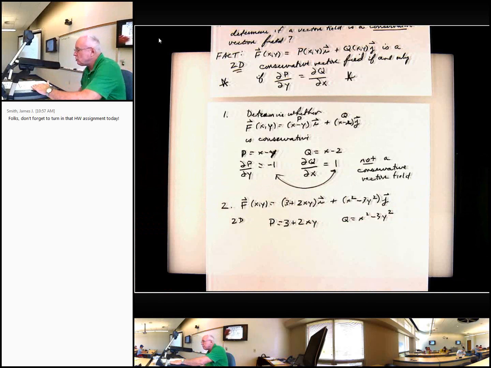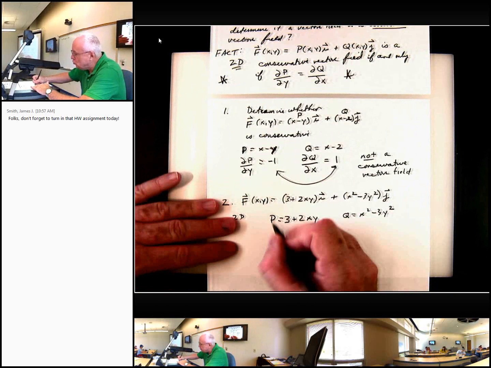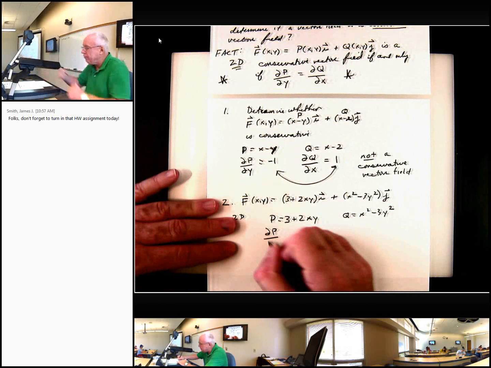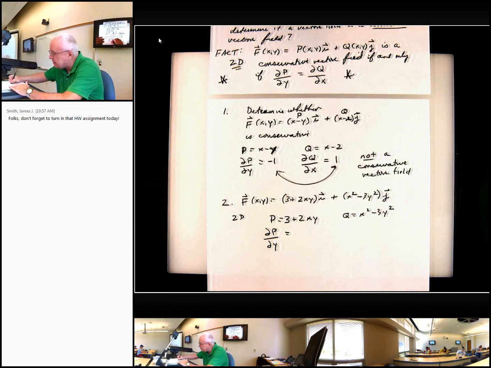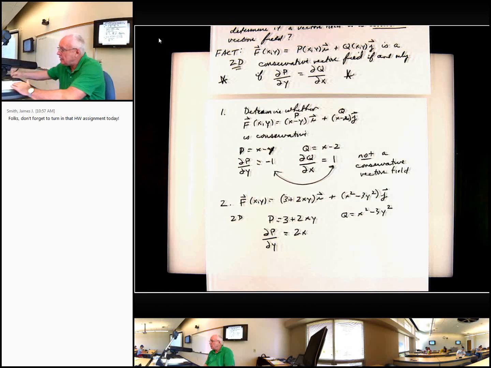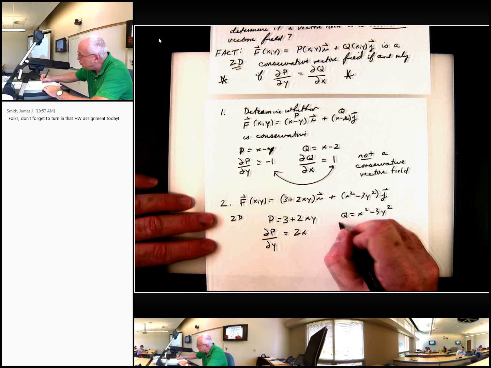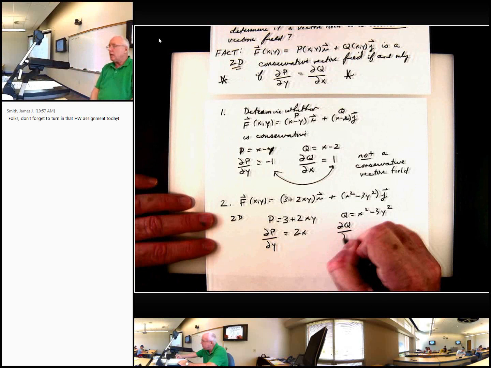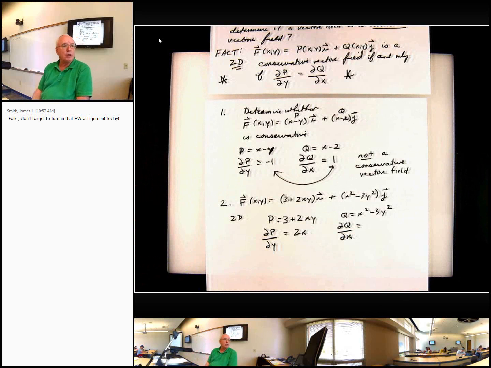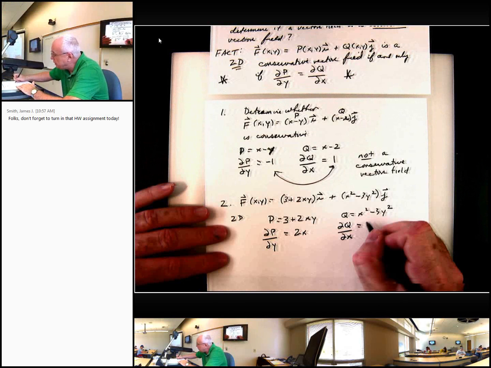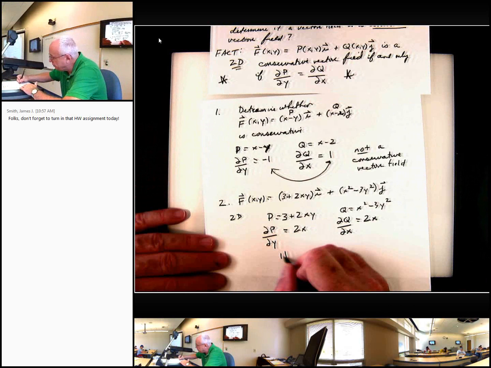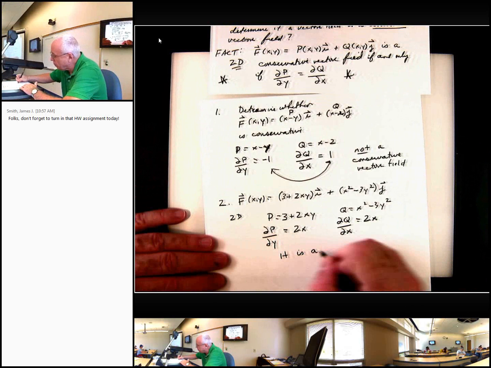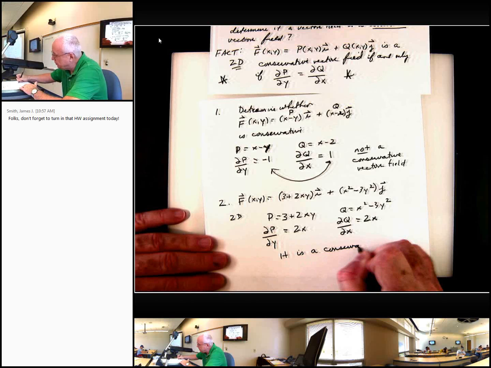All right, so we do the first one with respect to y, dp dy, and let's see, the 3 goes away, x is constant, so we get 2x as our result. And then we do dq dx, and that whole second term goes to 0 because it's a constant, and we also get 2x. So therefore, it is a conservative vector field.